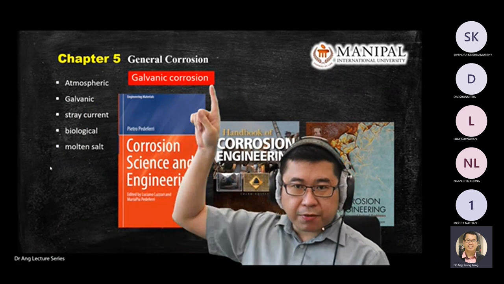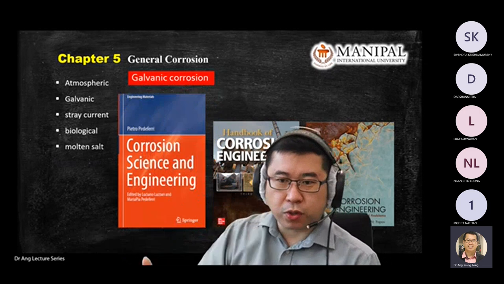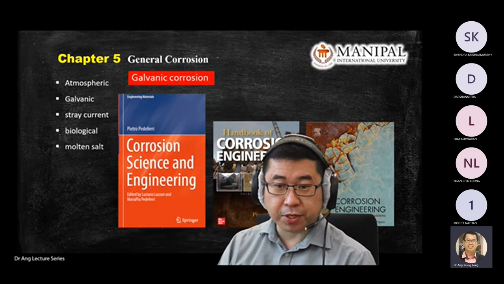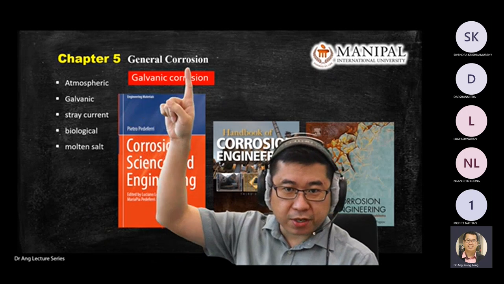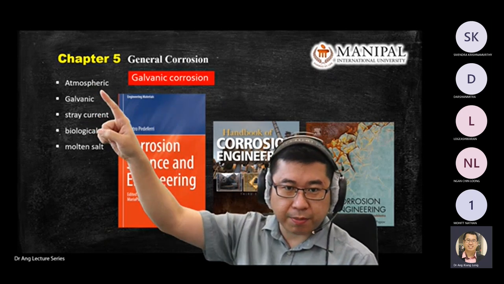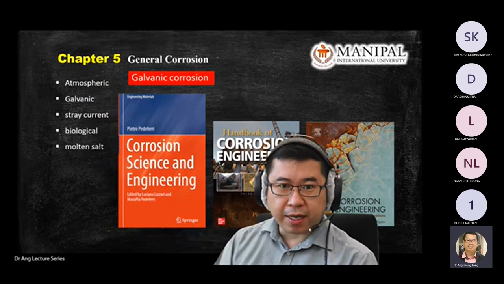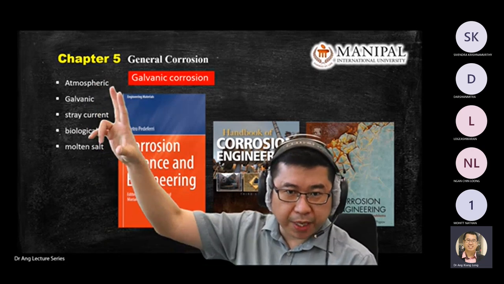So in chapter 5, according to your module description, chapter 5 is general corrosion. So you look at atmosphere, galvanic, stray current, biological, molten salt. But I think it's quite a big chapter.